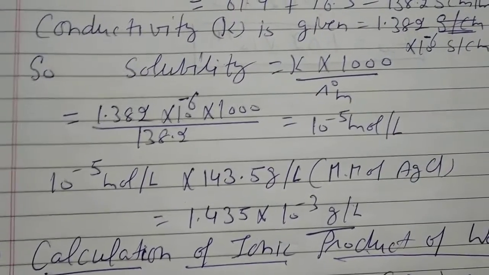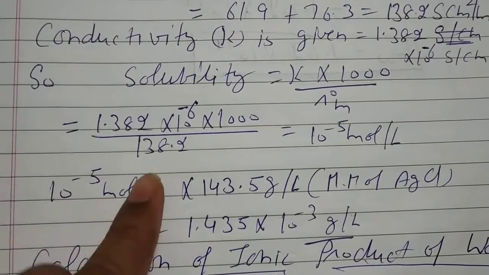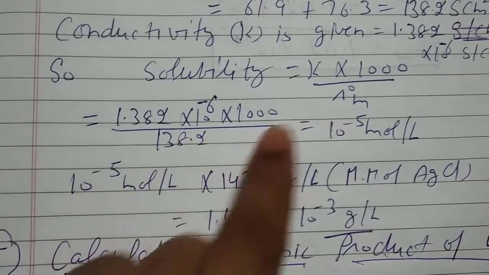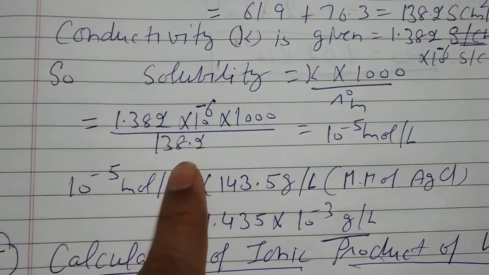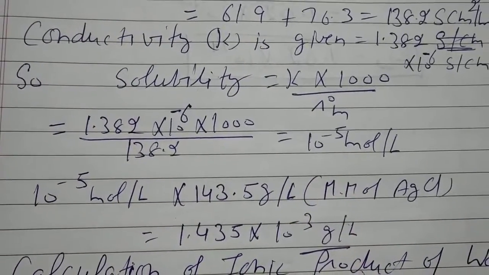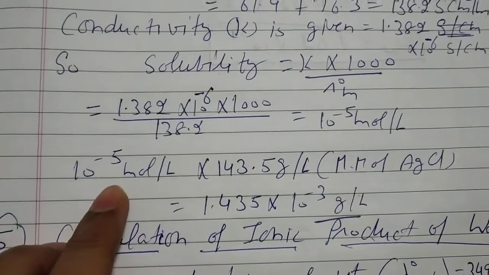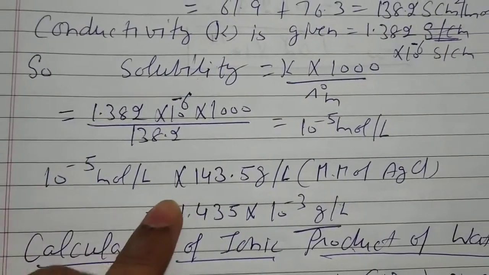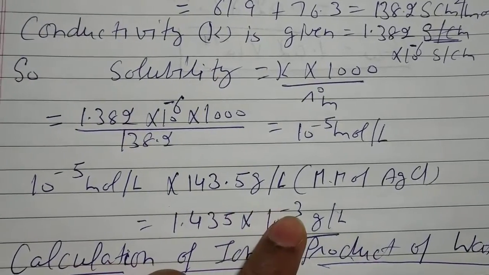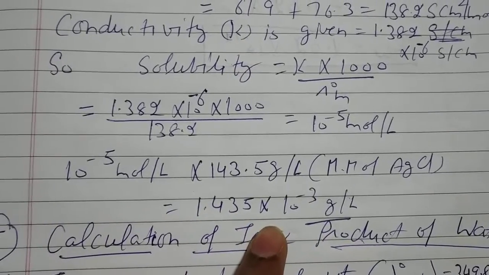So we know that solubility is equal to kappa into 1000 by lambda naught m. So this kappa is given 1.382 into 10 raised to power -6 into 1000, and this lambda naught m we have calculated 138.2. So the answer has come 10 raised to power -5 mole per liter. This is multiplied by the molecular mass of silver chloride, 143.5 gram per liter. After the multiplication we get 1.435 into 10 raised to power -3 gram per liter.